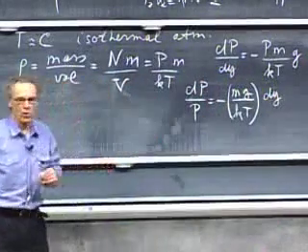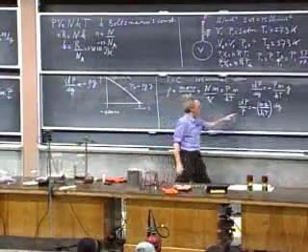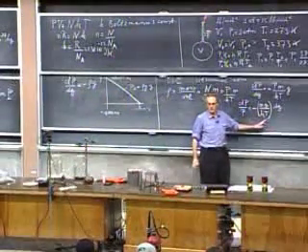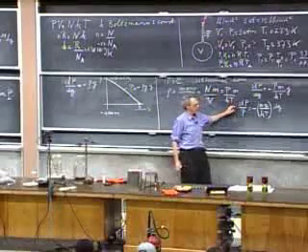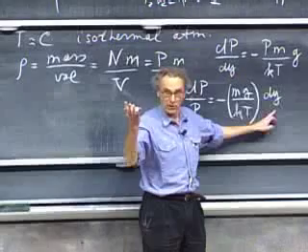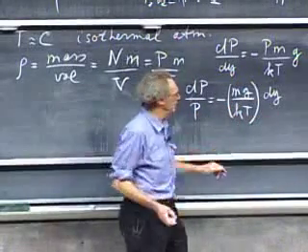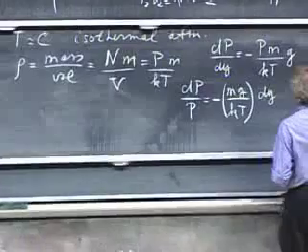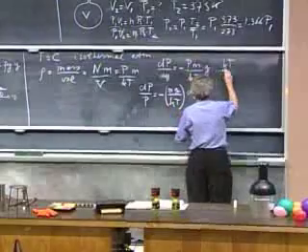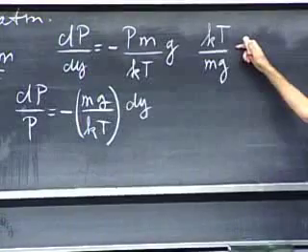Let's first talk about that constant. That constant must have a dimension 1 divided by meters, because this is dimensionless. Pressure divided by pressure has no dimension. dy has dimension of length. So this must have the dimension of 1 over length. In fact, I can calculate what KT over mg is. That should then have a dimension of length.